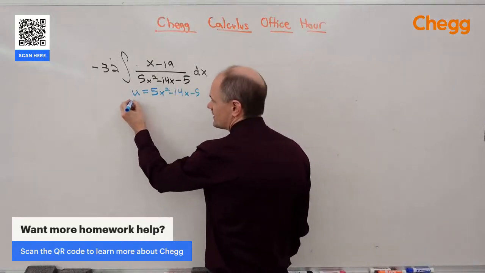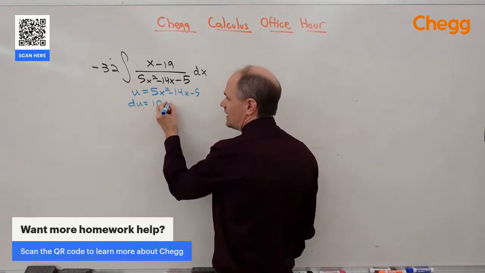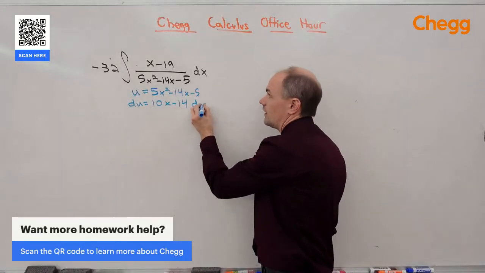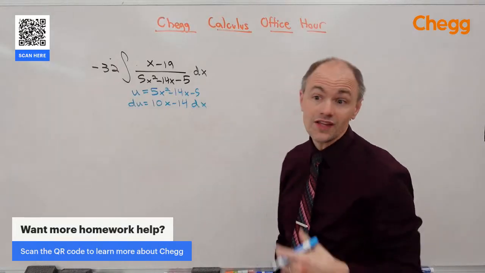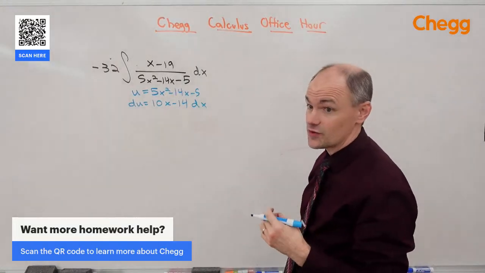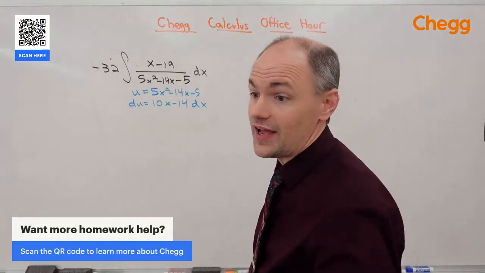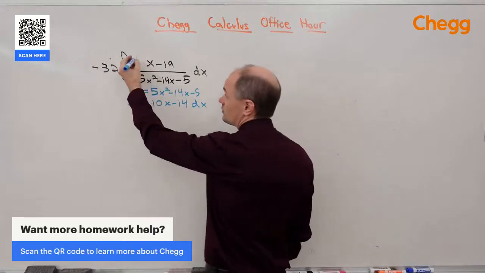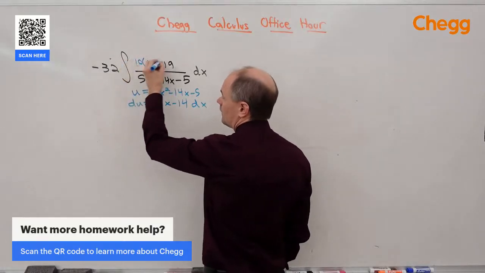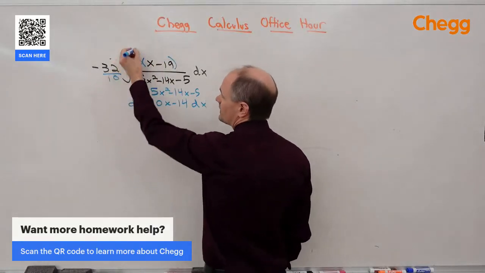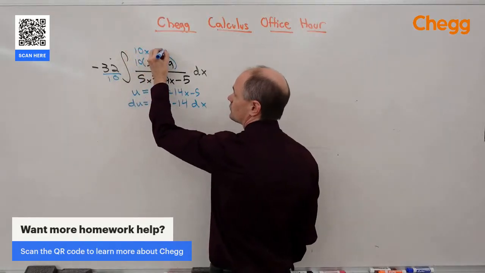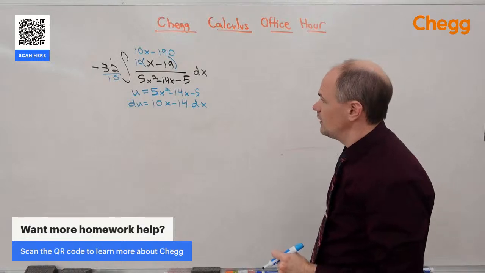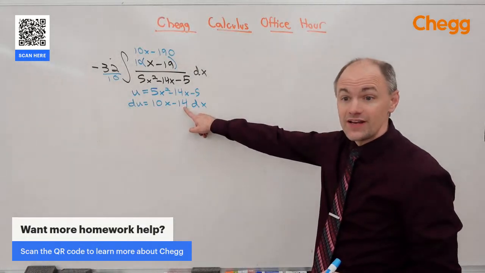If that's the case, du is going to be 10x minus 14 dx. I don't have 10x minus 14. Well, let's try and get 10x minus 14. We're going to actually try and force 10x minus 14 into this expression. And the first thing I have to do is multiply it by 10. If I multiply by 10, I have to divide by 10. That's going to give me 10x minus 190. We don't want minus 190, we want minus 14.